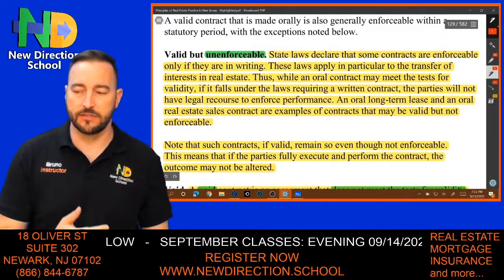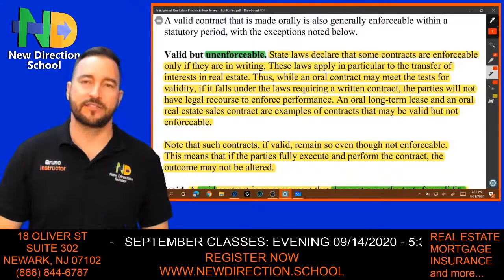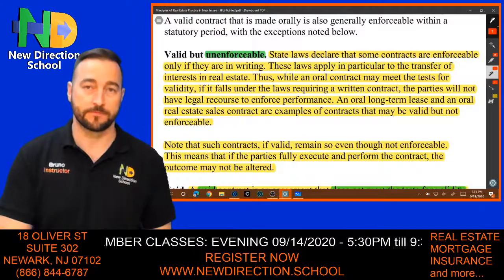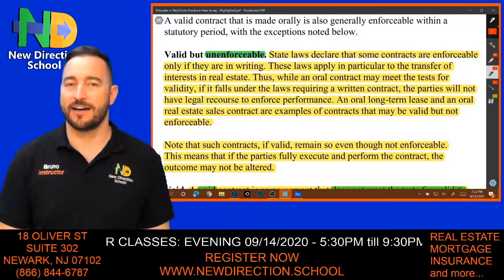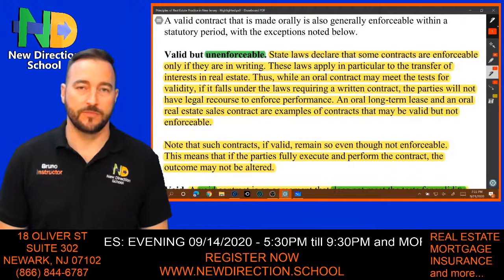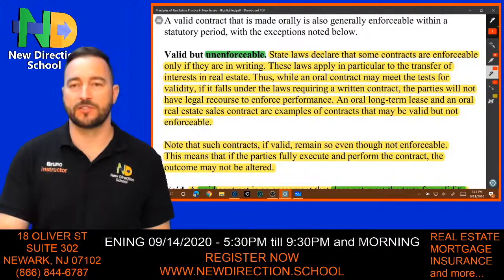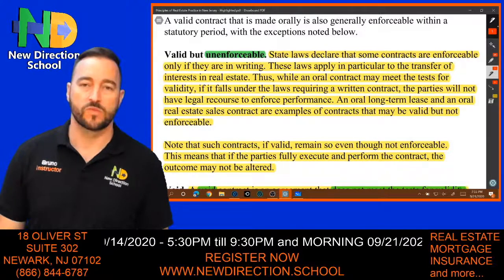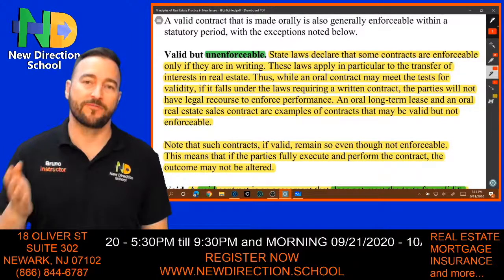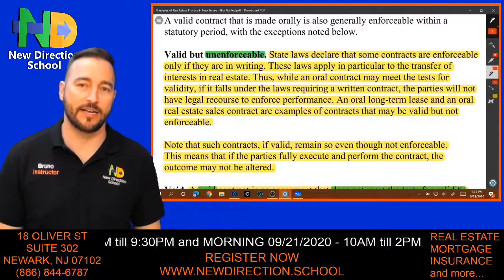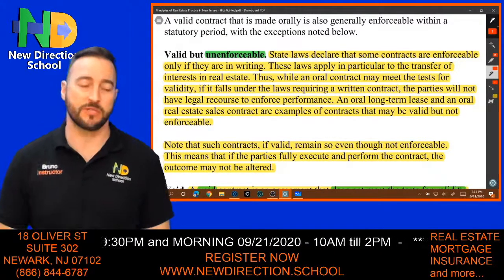For instance, in the state of New Jersey, if it's a lease for more than 3 years, it must be in writing. We're not saying that it's not valid, right? But it might not be enforceable. You see what I'm saying? And a contract for the transfer of real estate, so for the sale of real estate in New Jersey, has to be in writing. Other states might have different rules, but for transfer of real estate, traditionally, it has to be in writing. Meaning for the sale of real estate, it must be in writing.